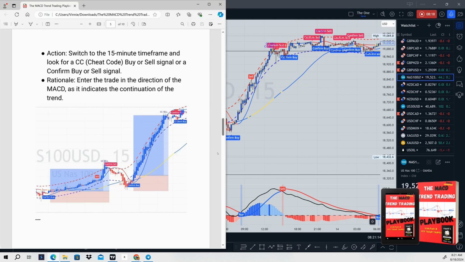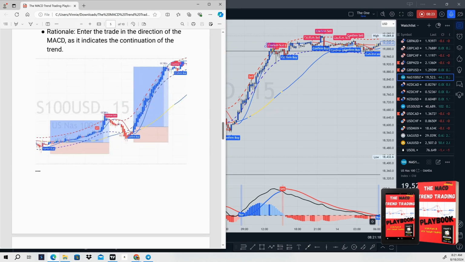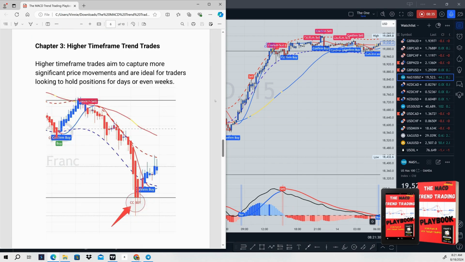It works beautifully. Okay, so here in this example here, we have a Monday trade, and we also have a Tuesday trade, okay, that we found. All right, so that's how you find scalping trend trades. Let's talk about chapter 3, higher time frame trend trades.